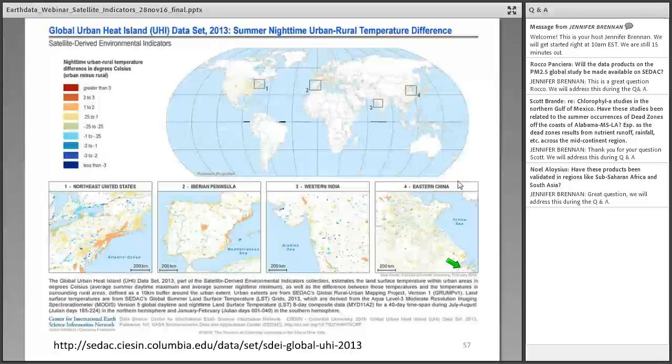And what you see is the orange areas are generally showing nighttime temperatures of 1 to 2 degrees warmer than the surrounding areas.